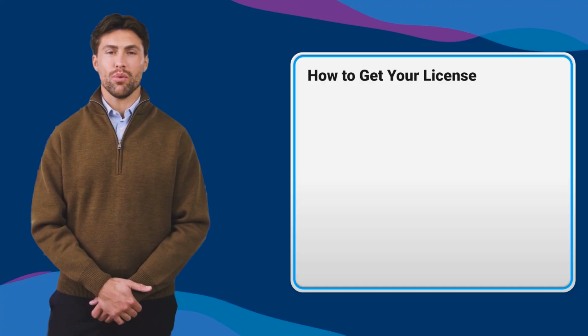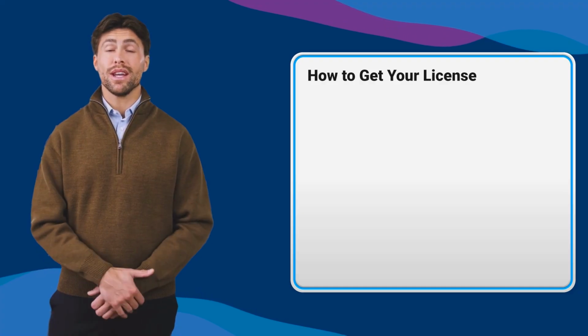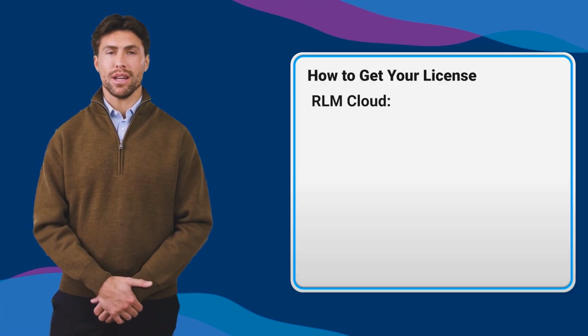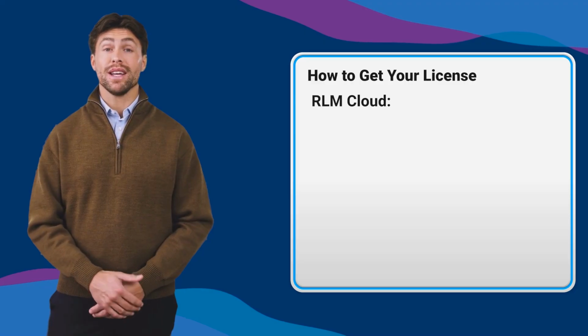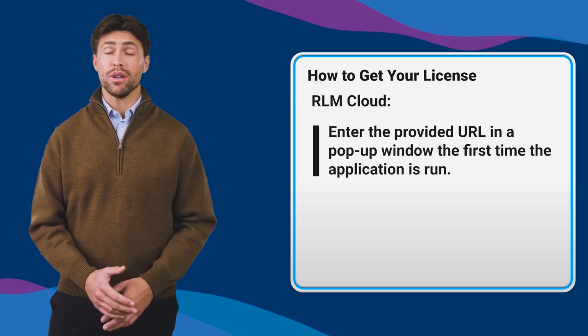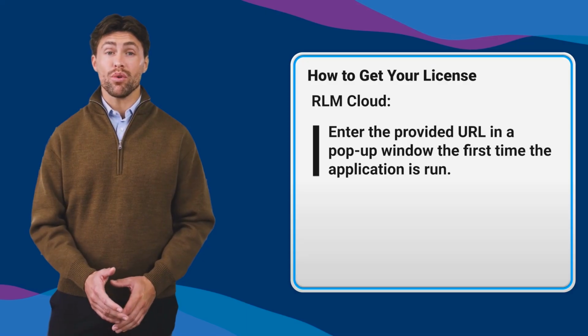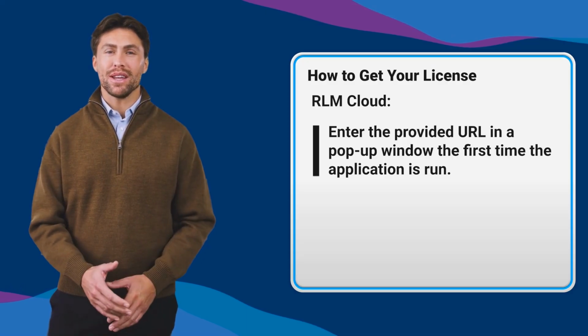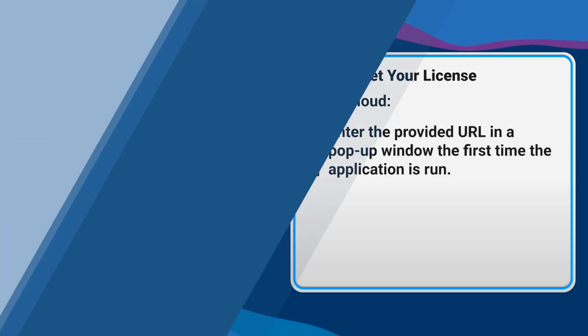For each of the licensing methods, there is a specific way to get your license. In the case of RLM Cloud, we only have to send you the URL of your dedicated license server process. Your end users will enter that URL in a pop-up window the first time they run their science application and begin using the app right away.